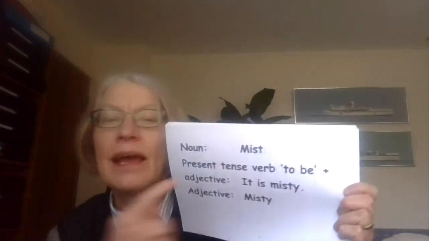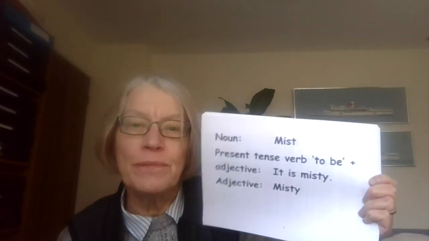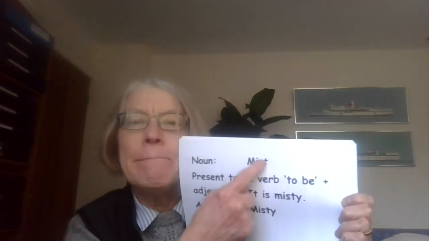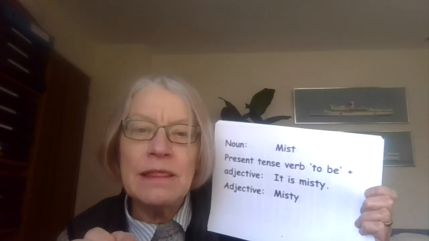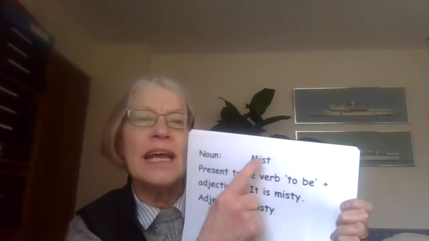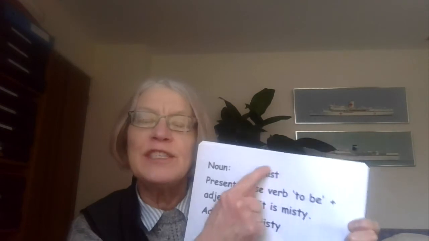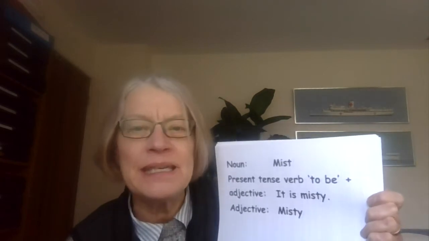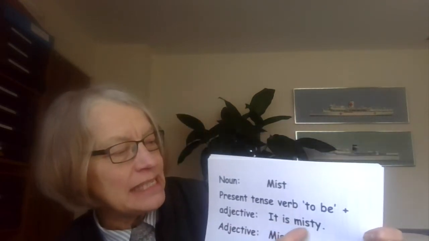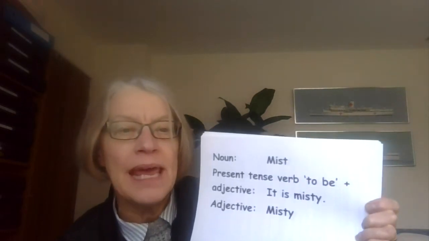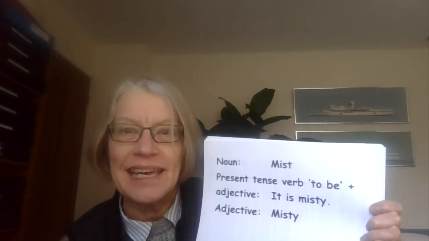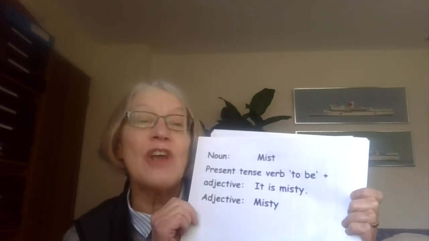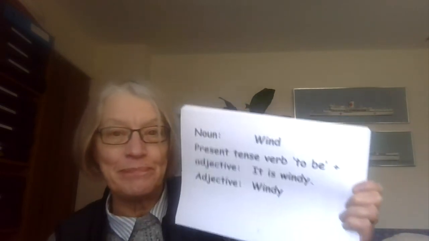And this one, mist. It's a bit like fog, but it's not as thick. It's a little bit easier to see. Mist often happens in the mornings. First thing in the morning when the sun comes up, and if it's a bit wet, we often have mist. And again, we don't say it is misting. We say it is misty. Present tense of the verb to be plus the adjective misty. Your job, the past and the future tenses of it is misty.